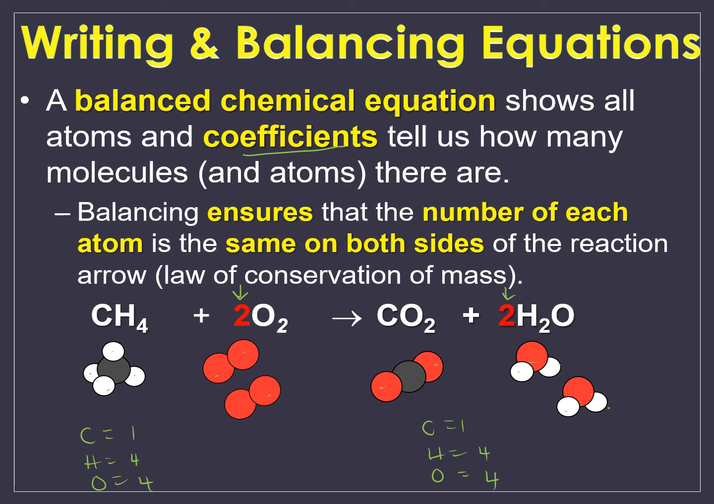Now notice that there's 1 carbon on each side, 4 hydrogen on each side, and 4 oxygen on each side. So we've conserved matter because the number of atoms are equal on both sides, and in addition, because the number of atoms are equal, the mass will be equal on both sides as well. So the mass of 1 methane and 2 oxygen molecules is equal to the mass of 1 carbon dioxide and 2 water molecules.